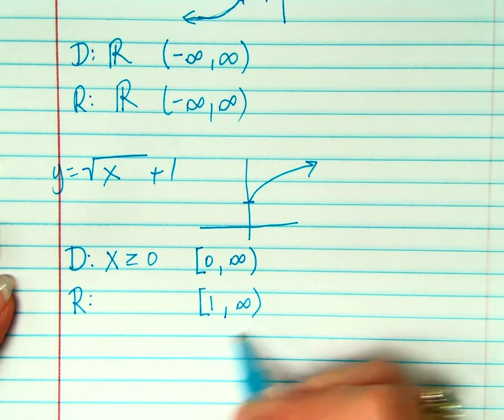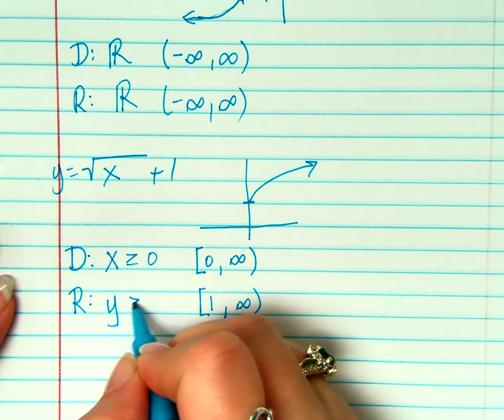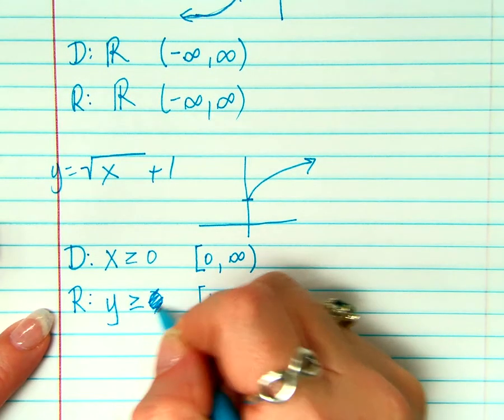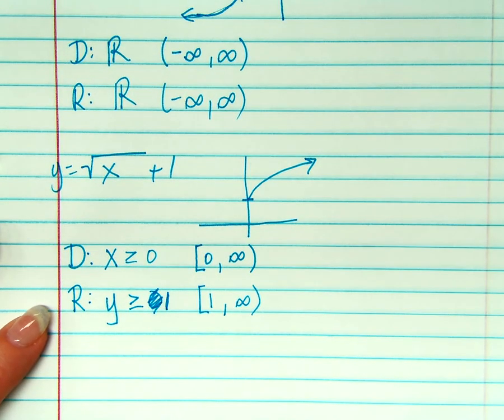Okay, that works. What's the other way? Exactly. We have to use a y for our range, right? Oh, sorry, thank you. You said it and then I wrote the wrong number. Okay, y is greater than or equal to 1. Okay?